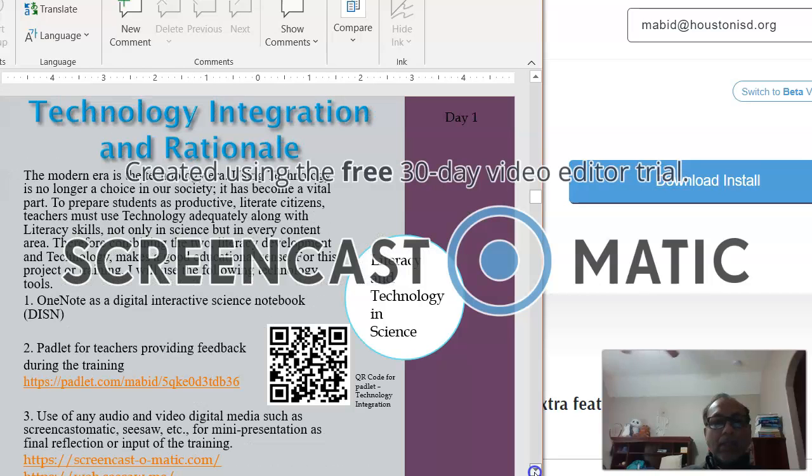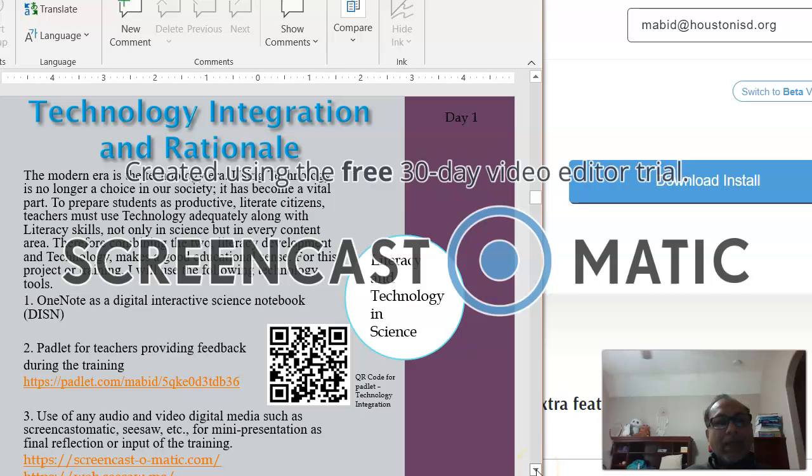And then these are the technology integration. We know that technology is a necessity, essential for the modern era, and we cannot live without technology. Even a child these days does not live without a cell phone. So whatever possible technology we can provide to our students, we should use it effectively for instruction.